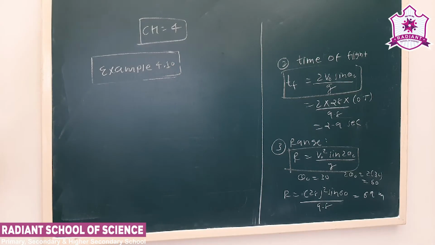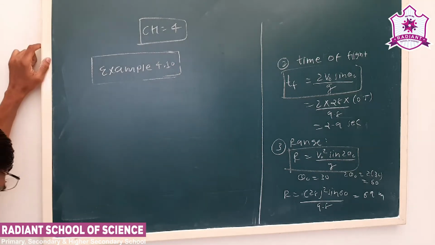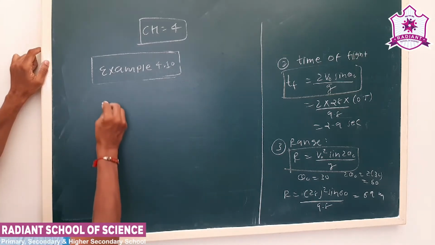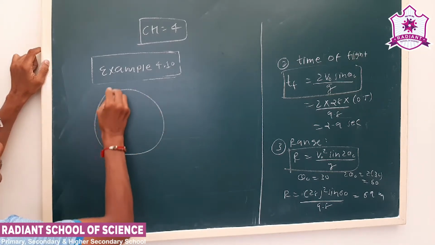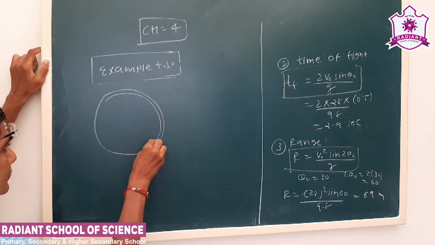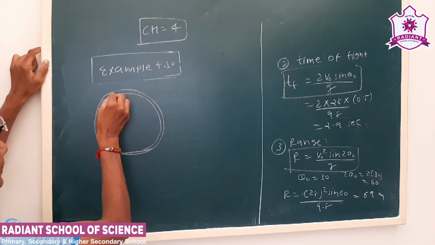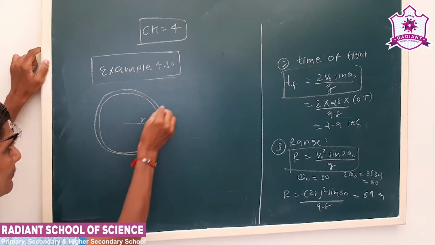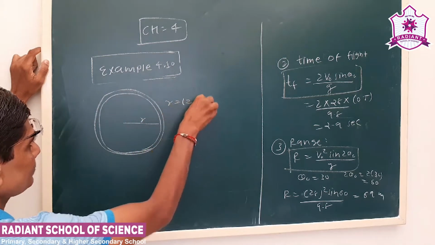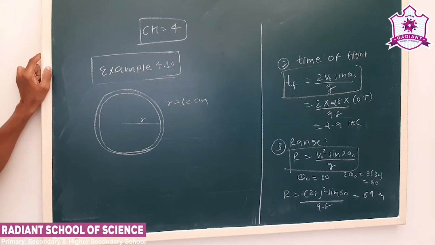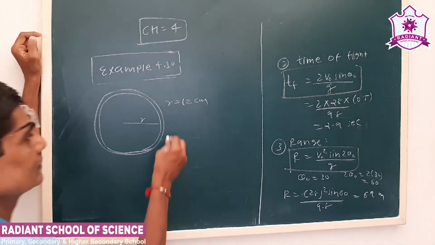Okay, now see, it is related to uniform circular motion. An insect is trapped in a circular groove of radius 12 centimeter. Okay, now the insect is trapped in a groove like this, radius is 12 centimeter. Now it steadily completes 7 revolutions in 100 seconds.